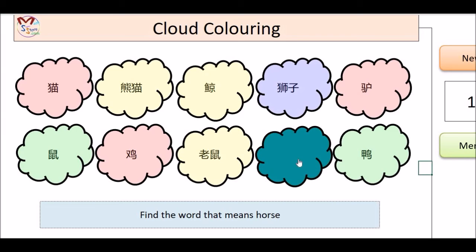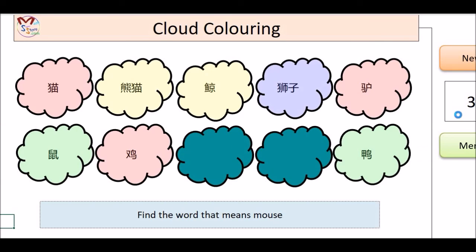Yes, it is horse. Find the word that means mouse. No, that is rat. Yes, it is mouse. Find the word that means donkey. No, that is panda. No, that is rat. No, that is lion. No, that is cat. No, that is panda. No, that is whale. Yes, it is donkey.